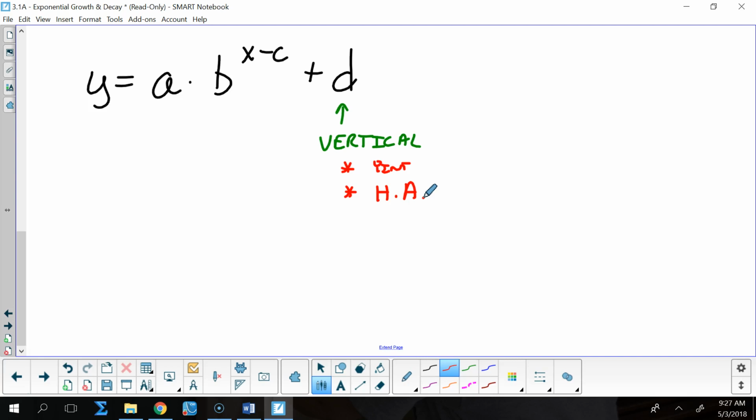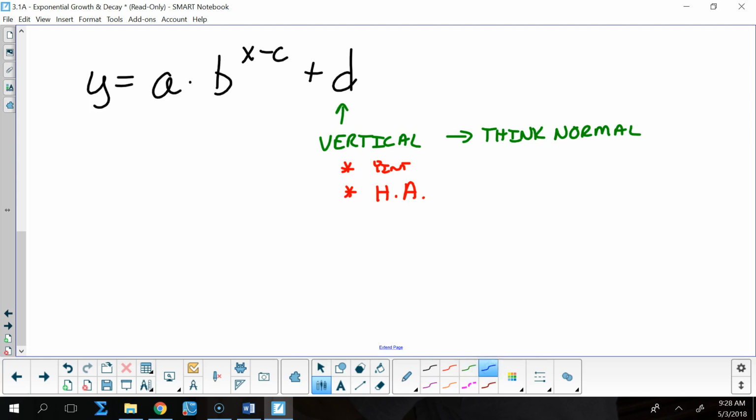Okay? All of those things are going to get shifted vertically. Okay? The other thing to note is we think normal with the d. Okay? So if it's plus 3 at the end, I'm going to shift my graph up 3. If it's minus 17 at the end, I'm going to shift my graph down 17. Okay?